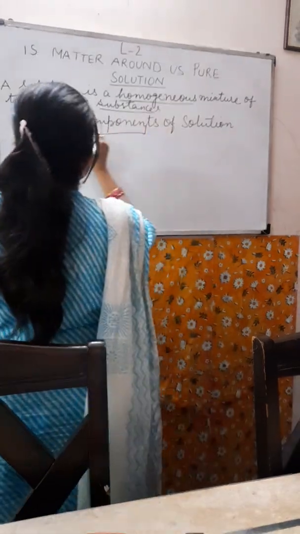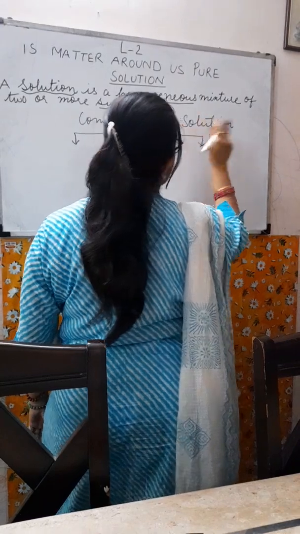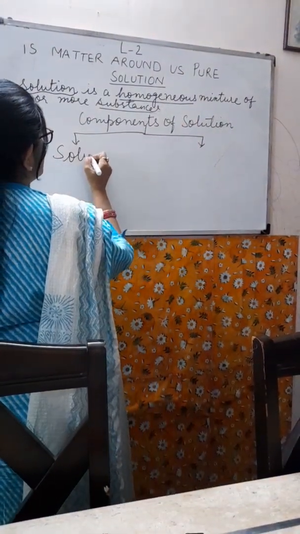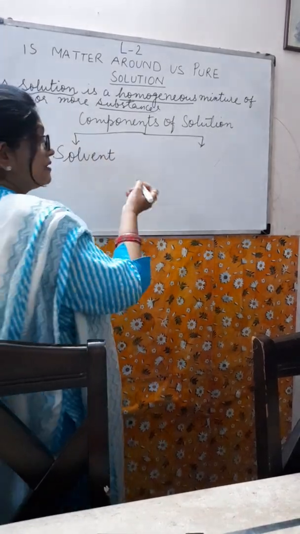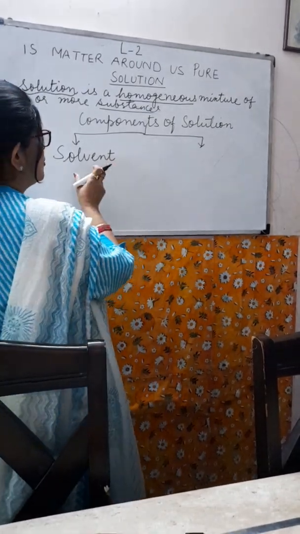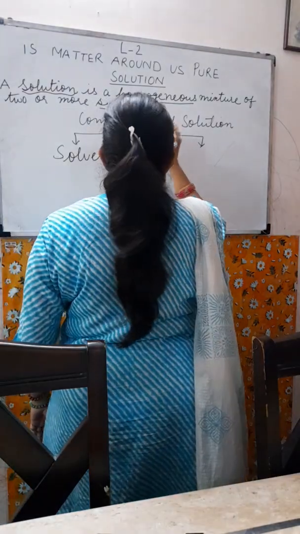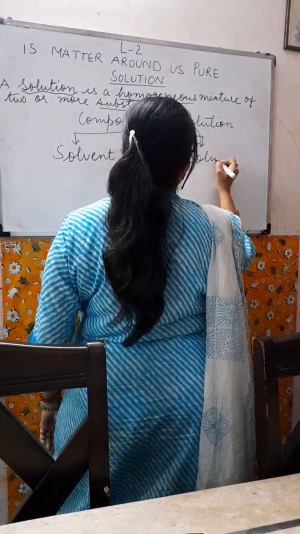There are two components of a solution. A solution can be divided into two components. One is solvent. Very important question: what is a solvent? In examples, you may have to identify which one is solvent and which one is solute. So the two components are solvent and solute.